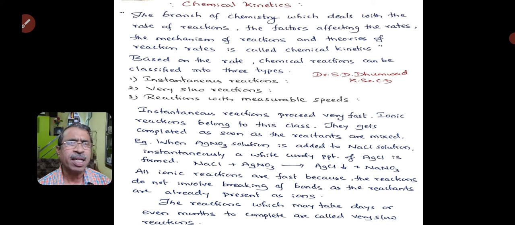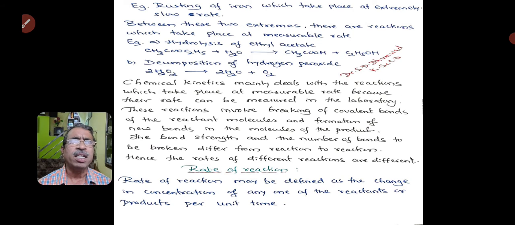The reactions which may take days or even months to complete are called very slow reactions. Example, rusting of iron, which takes place at an extremely slow rate in the presence of moisture as well as air. Between these two extremes, there are reactions which take place at a measurable rate. Example, hydrolysis of ethyl acetate to give acetic acid and ethyl alcohol. Another example is the decomposition of hydrogen peroxide to give water and oxygen.